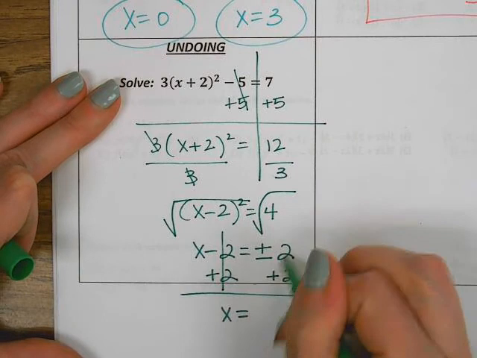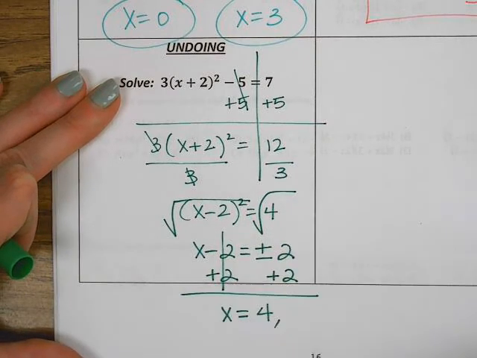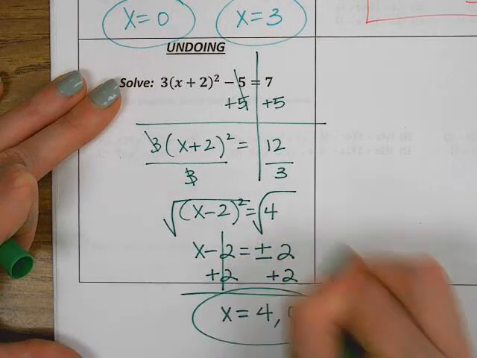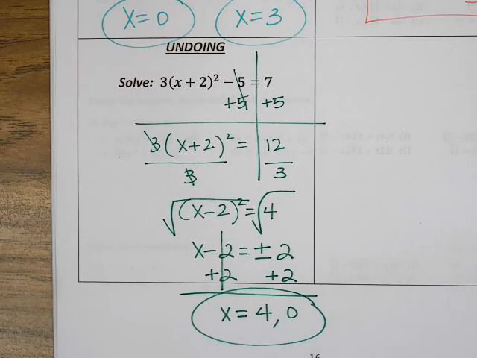Well, positive 2 plus 2 is 4. Negative 2 plus 2 is 0. So the answers are 4 and 0. Okay, so that's all the solving.